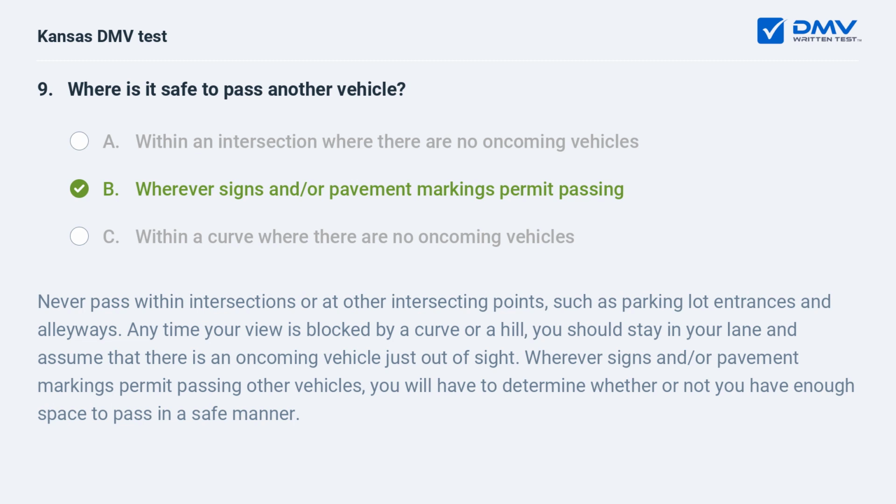Never pass within intersections or at other intersecting points, such as parking lot entrances and alleyways. Anytime your view is blocked by a curve or a hill, you should stay in your lane and assume that there is an oncoming vehicle just out of sight. Wherever signs and/or pavement markings permit passing other vehicles, you will have to determine whether or not you have enough space to pass in a safe manner.